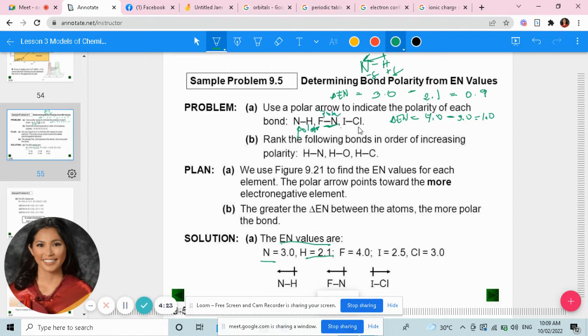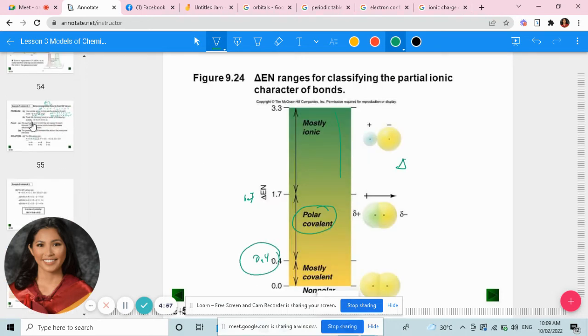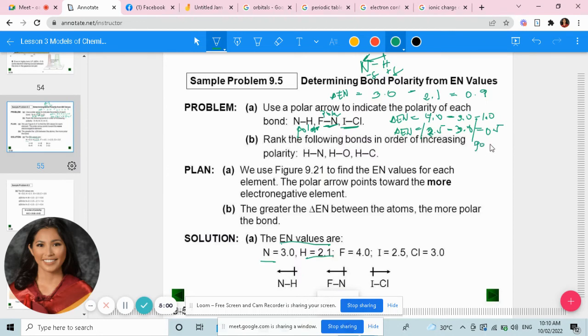Okay, what about ICl? It is also polar, sure. I is 2.5 minus 3.0, that is equal to, absolute number only, 0.5. Polar or non-polar? Polar, ma'am. Just a little above, we have polar.